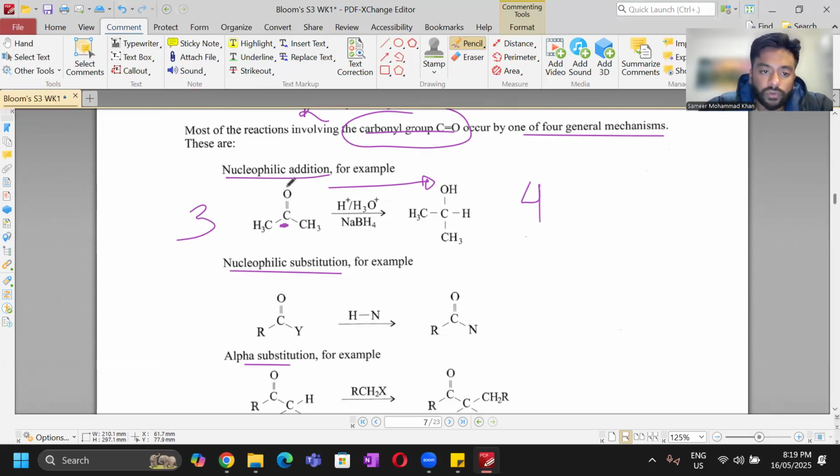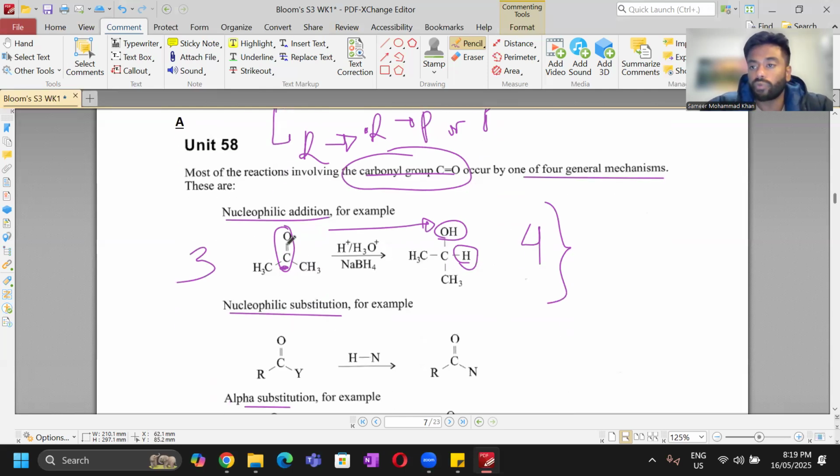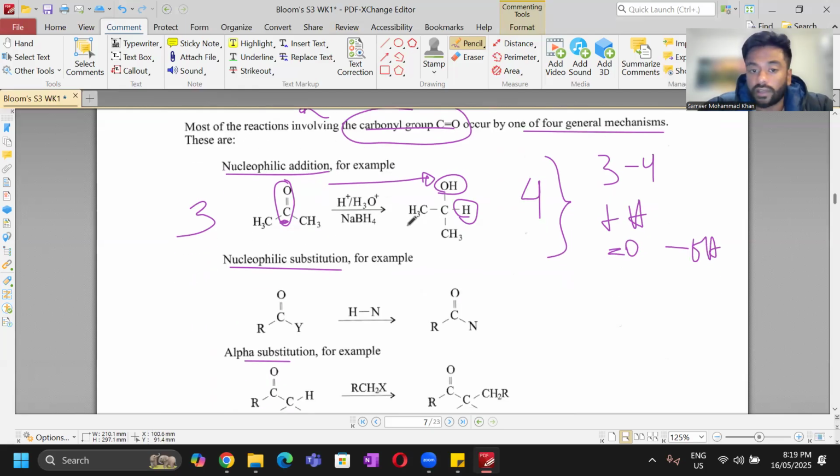What happens to the carbonyl? The double bonded oxygen breaks and there seems to be an OH, and not only that, but there seems to be an addition of another hydrogen. The side group analysis all happens with respect to that central carbon. What we see is that we have gone from three groups to four groups, and on top of that, we have added a hydrogen because we've gone from three to four. And we've changed that double bonded oxygen to a single bonded OH alcohol group. That is nucleophilic addition, right?